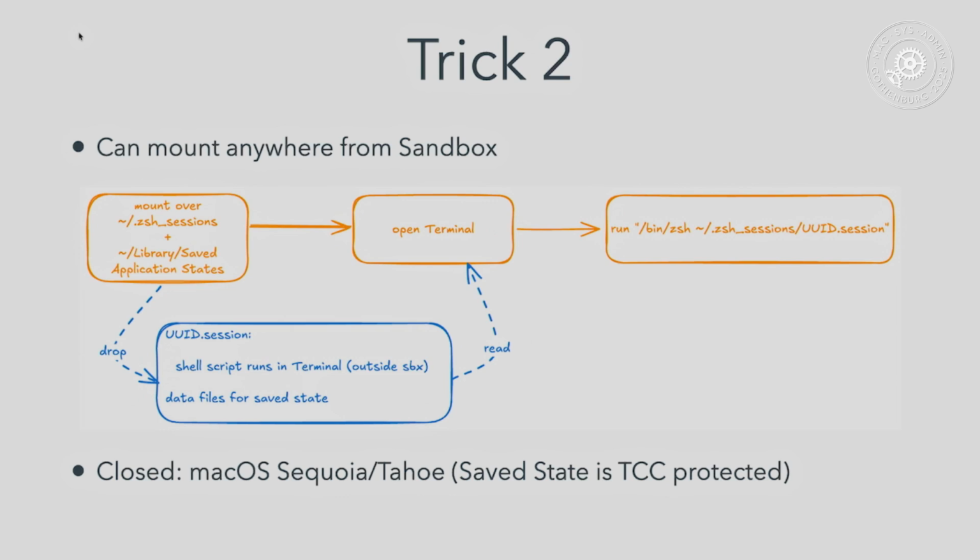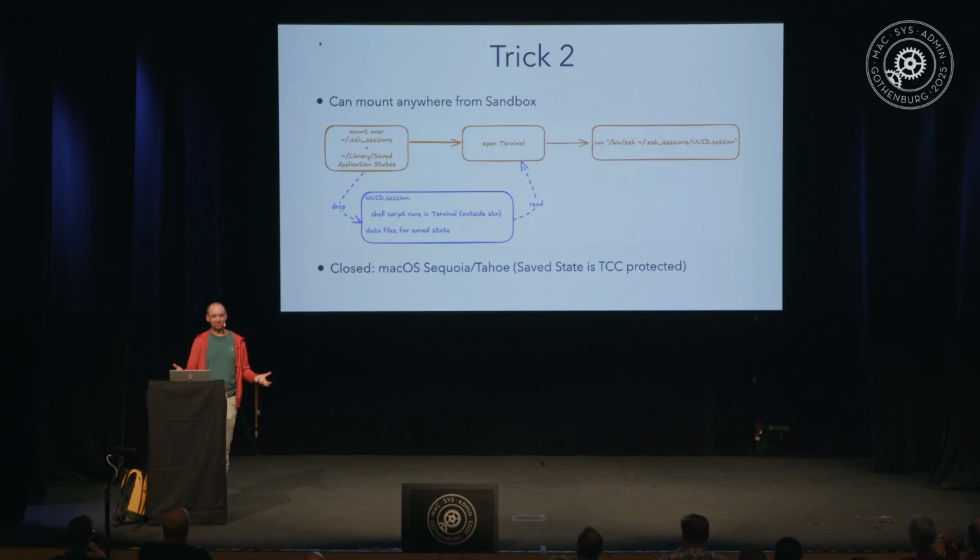It's a problem because I had another bug where I could mount anywhere from the Sandbox. And I was like, how do I get code execution? And I found that, OK, it's a bit more difficult, but I can do another trick. I do two mounts. I do one over the ZSH sessions, and I do one over the saved application states. And I drop two files. One, a session file for terminal, which contains a script or whatever I want to execute in terminal. And the saved application states will have a reference to that session file that terminal will execute. Now I can open terminal and get code execution outside of the Sandbox.